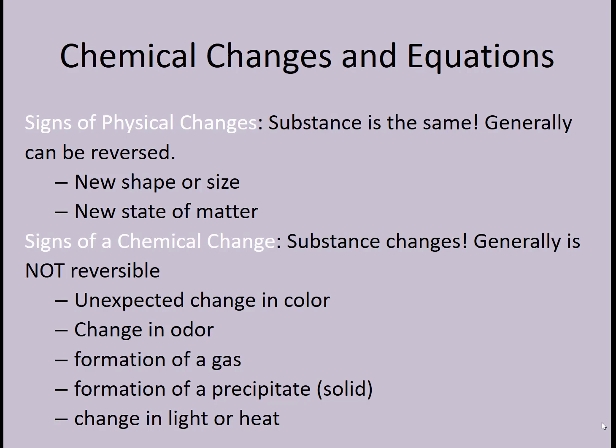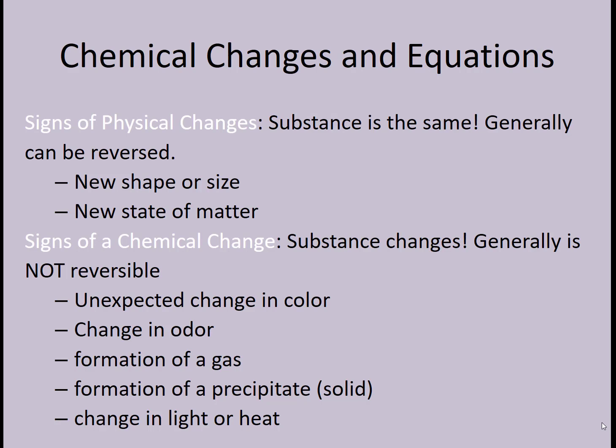Signs of a chemical change: the substance will change. The atoms rearrange. There's bonds that are breaking and reforming. Generally, it is not reversible through just physical means. Perhaps you could do another chemical change to get it back, but sometimes it's too hard to go backwards.